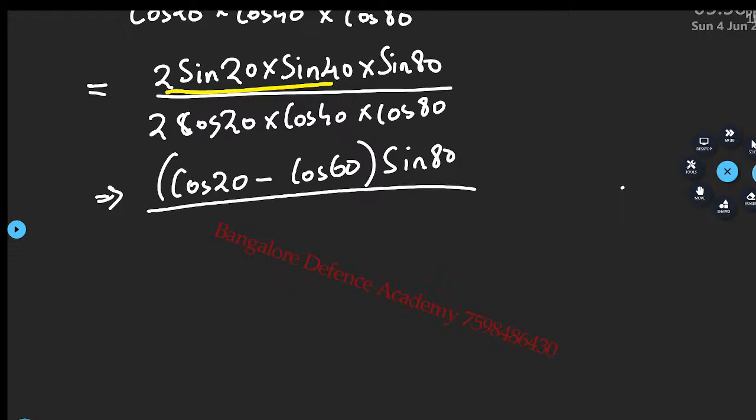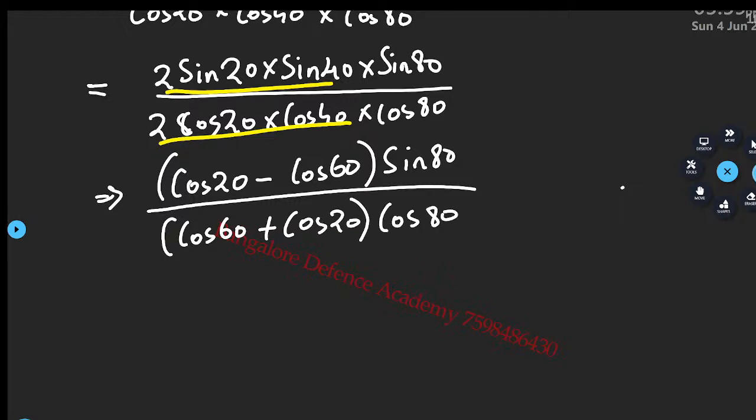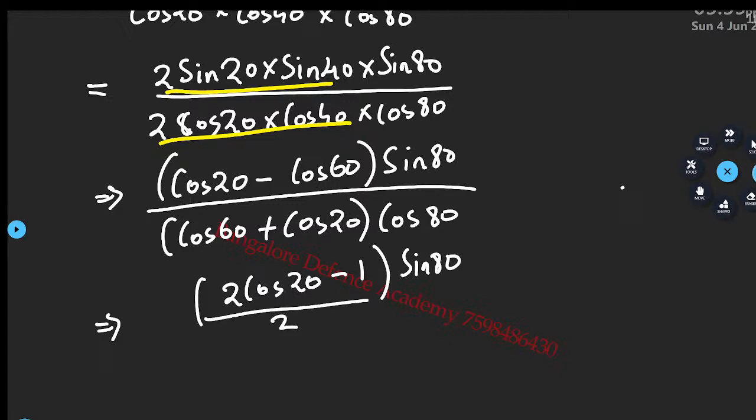Correct? And niche, if I take this 2. Okay, cos 40 and cos 20. What will happen? Cos 60 plus cos 20, and here it is cos 80. Correct? Now do you know the value of cos 60? Right? You can take it outside. So what happens? This becomes 2 cos 20 minus 1. This is sin 80. This is whole divided by 2.